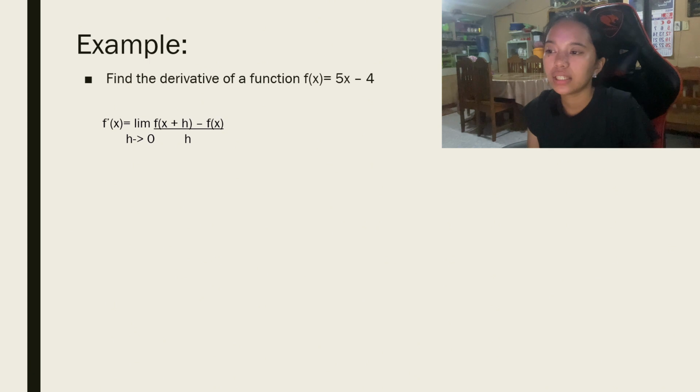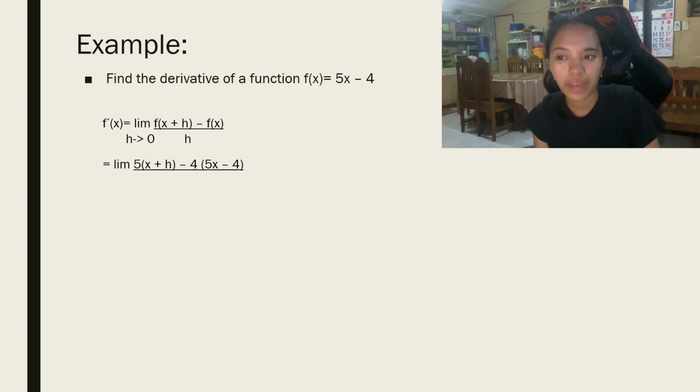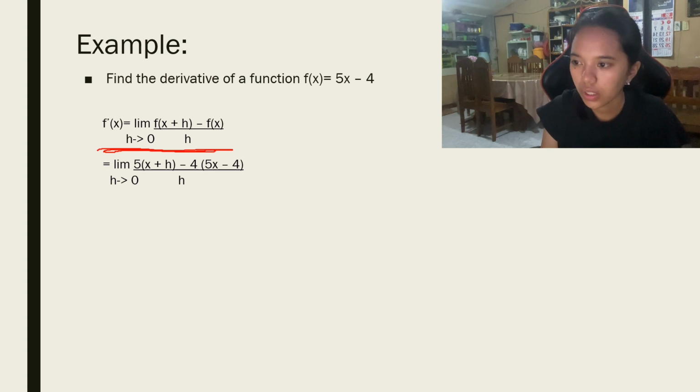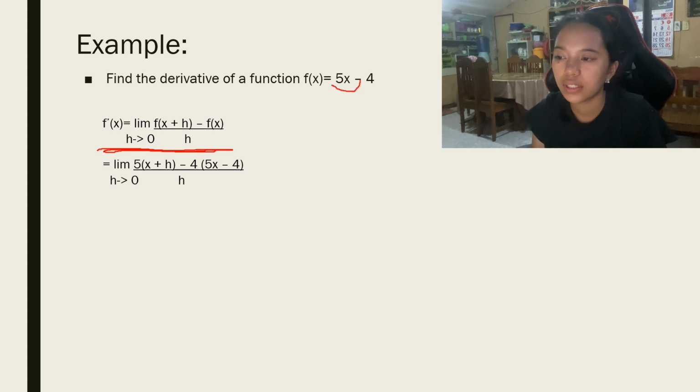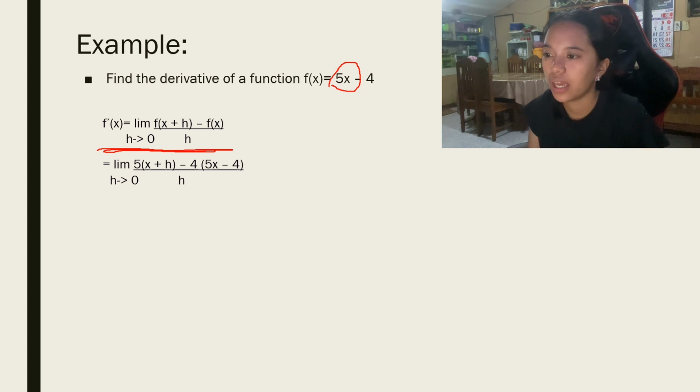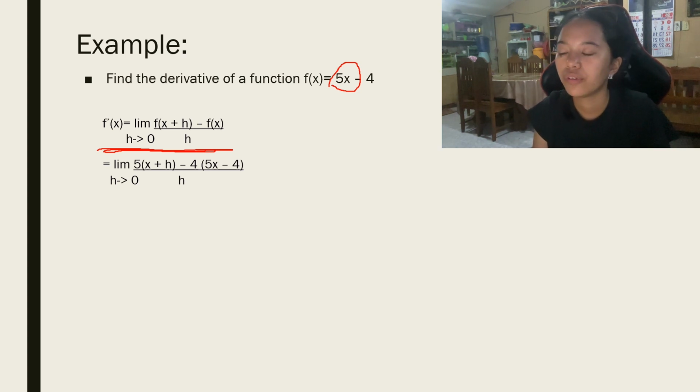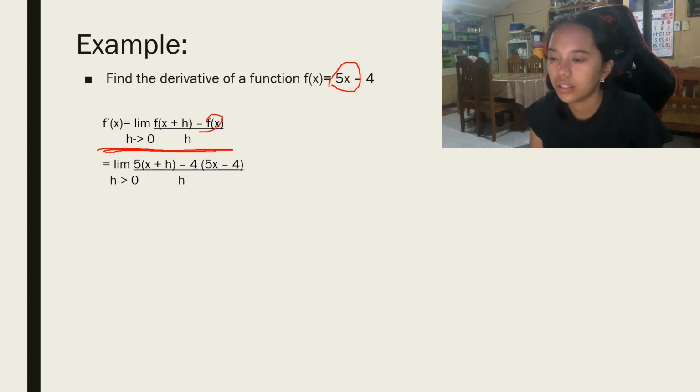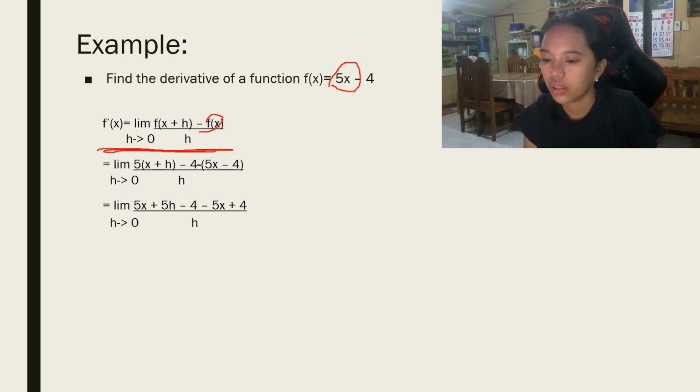Moving on to the second example, that is, find the derivative of a function f of x equals 5x minus 4. So, first is write down the formula talaga. So, tapos, remember yung x, replace natin ng x plus h. So, naging limit 5 of x plus h minus 4. Tapos, copy na rin natin yung, so may minus yan. Then, copy the given function.